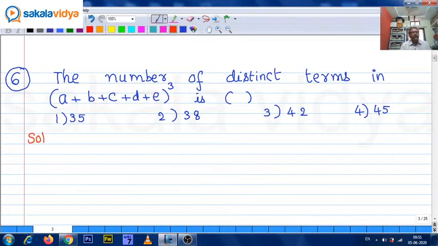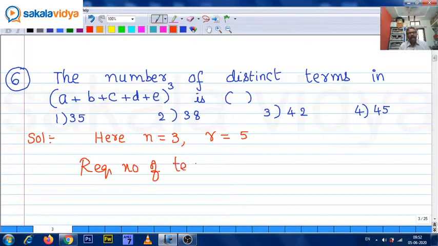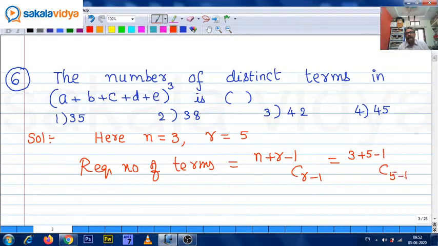Solution. Here n equals 3, r value equals 1, 2, 3, 4, 5. So the required number of terms, formula: n plus r minus 1 C r minus 1. That is n means 3, r is 5, so 3 plus 5 minus 1 C 5 minus 1.